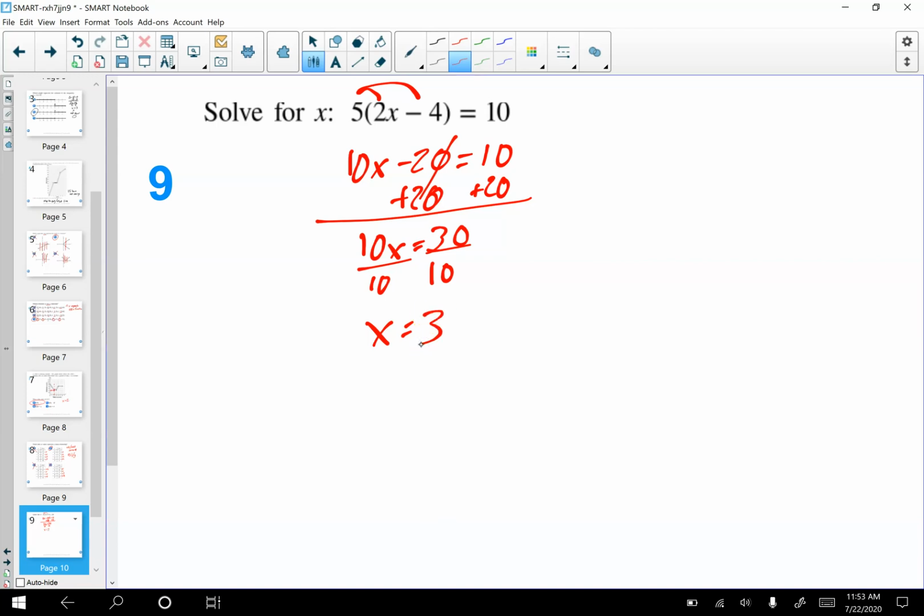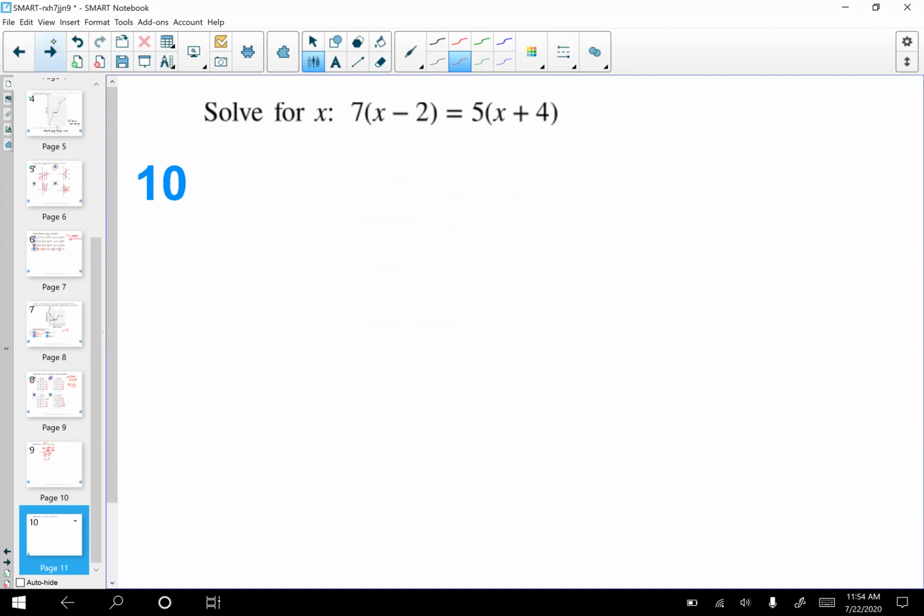3. Okay. You could have divided the 5 on both sides, but I would say most of you are probably going to distribute and then go from there. All right, so that's how you do that one, by distributing first.